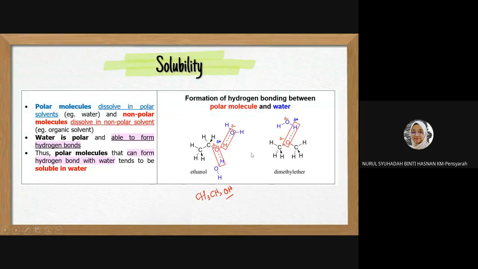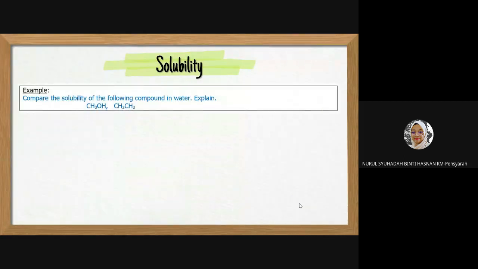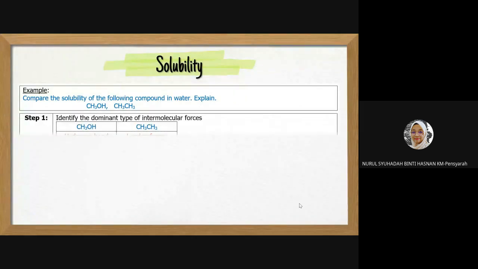Compared to kalau kita ada CH4. Okay, kalau CH4, dia adalah non-polar molecule dan dia cuma ada London forces sahaja. Jadi dia tak boleh form intermolecular forces with H2O. Jadi CH4 is not soluble in water. Okay, so macam tu je lah kita cerita. Okay, nanti untuk example kita akan bincangkan nanti dalam tutorial.